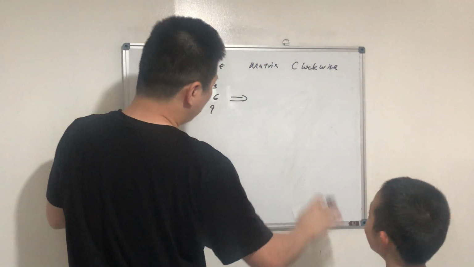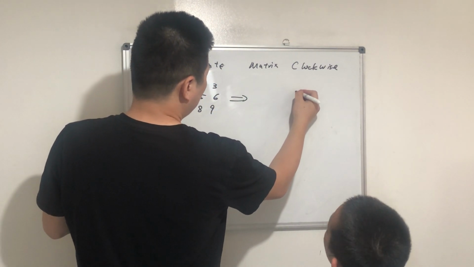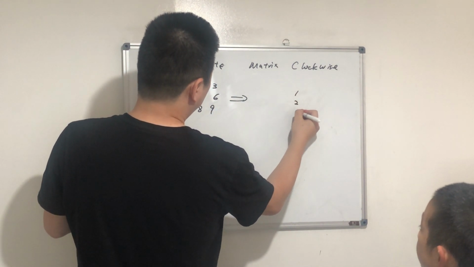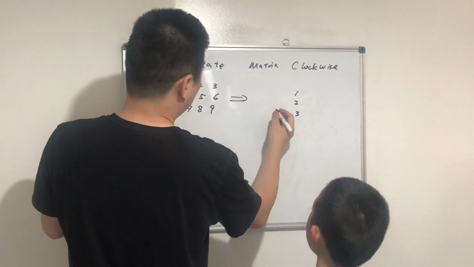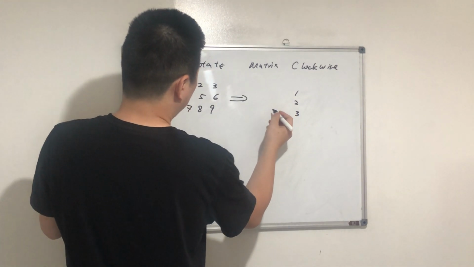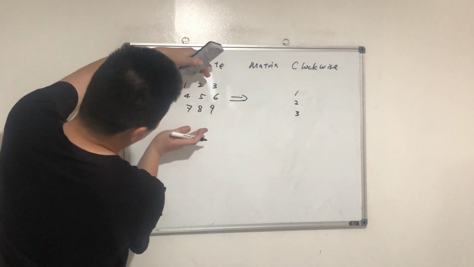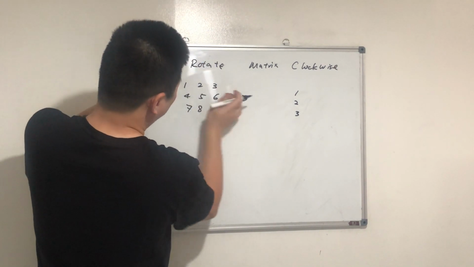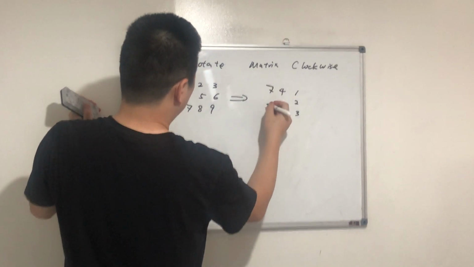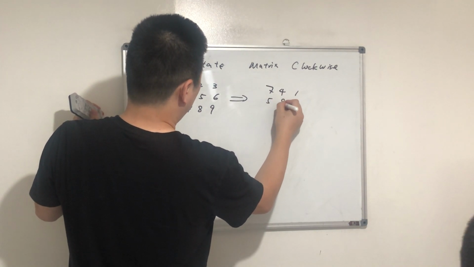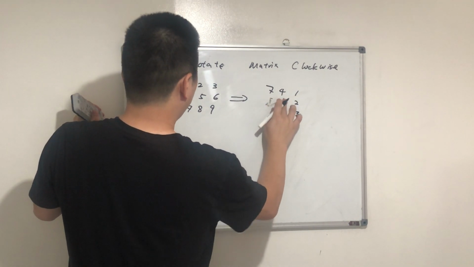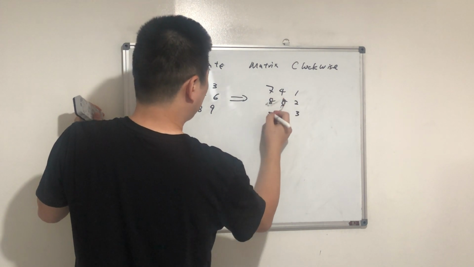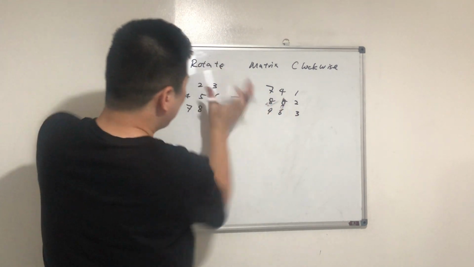So to rotate clockwise, what do you become? It will become 1, 2, 3. 1, 4, 7, 2, 5, 8, 3, 6, 9. No. So you turn this away. So these will be 7, 4, 1, 8, 5, 2, 9, 6, 3. Okay, so you turn this thing.